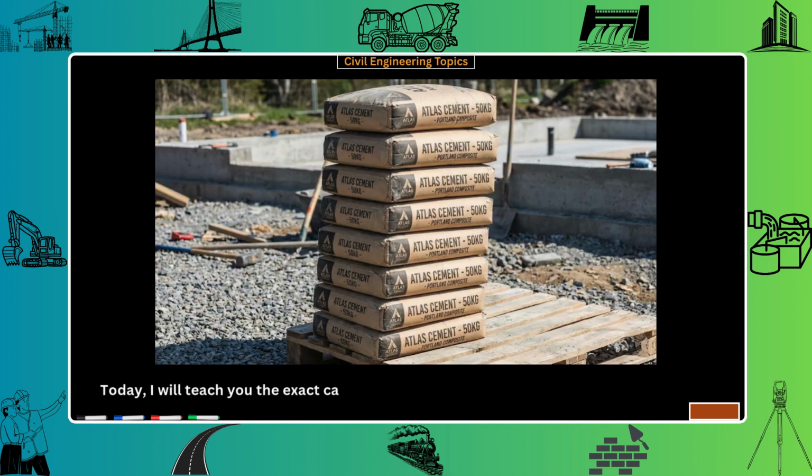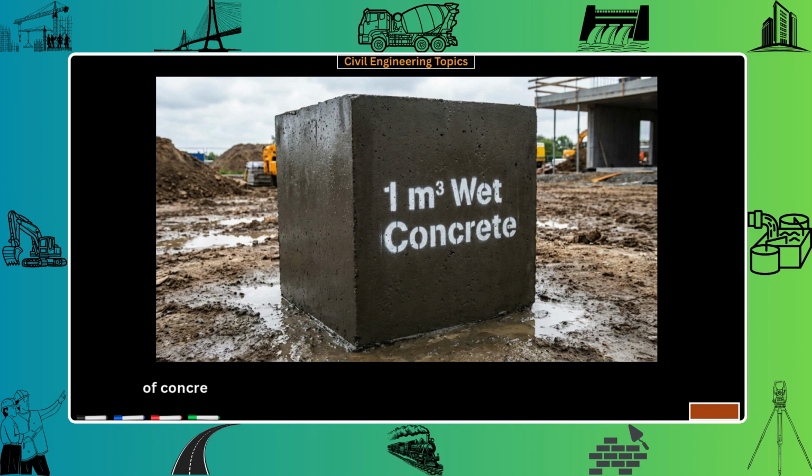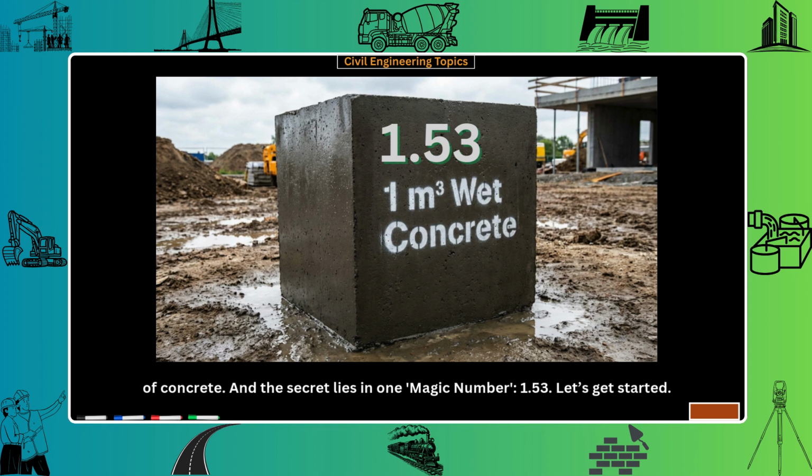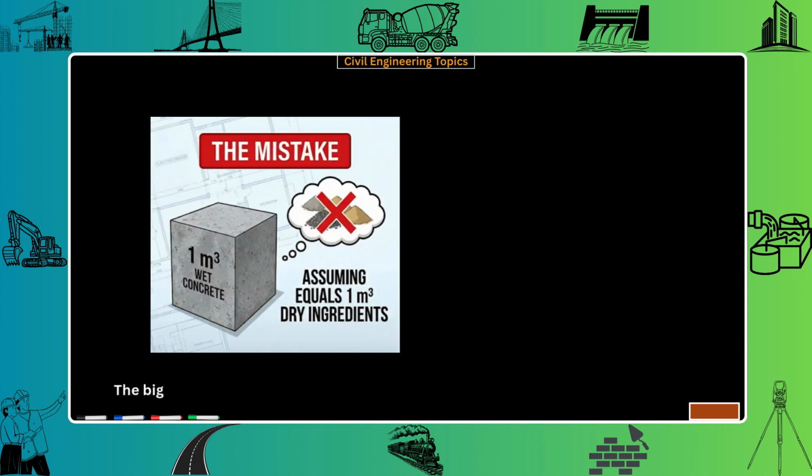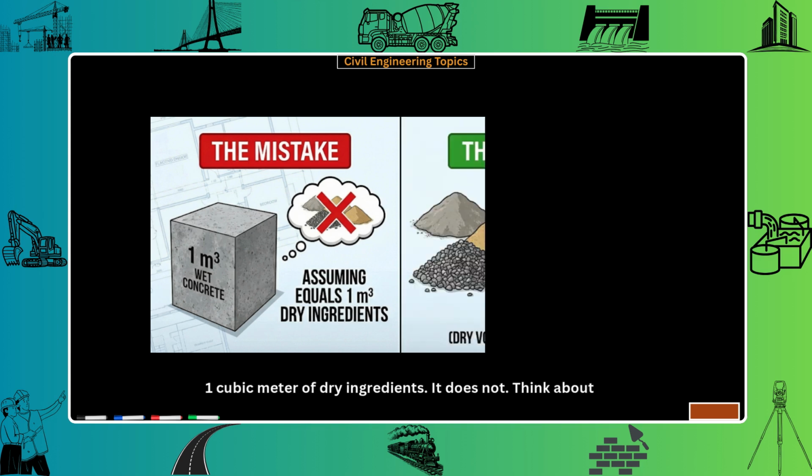Today, I will teach you the exact calculation to find the number of cement bags for 1 cubic meter of concrete. And the secret lies in one magic number, 1.53. Let's get started. The biggest mistake students make is assuming 1 cubic meter of wet concrete equals 1 cubic meter of dry ingredients. It does not.